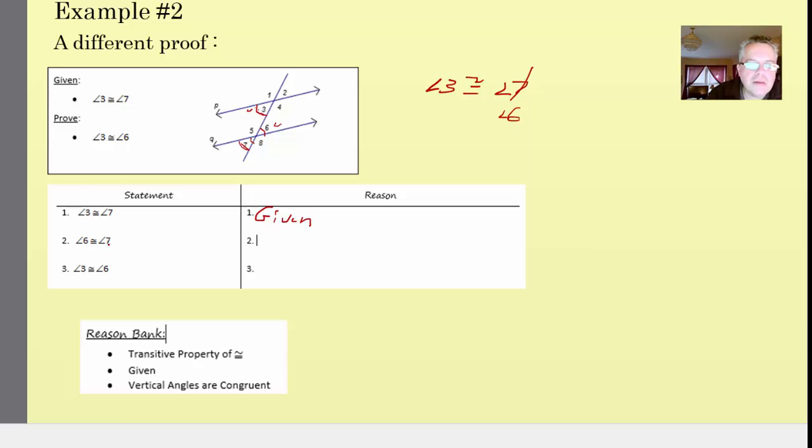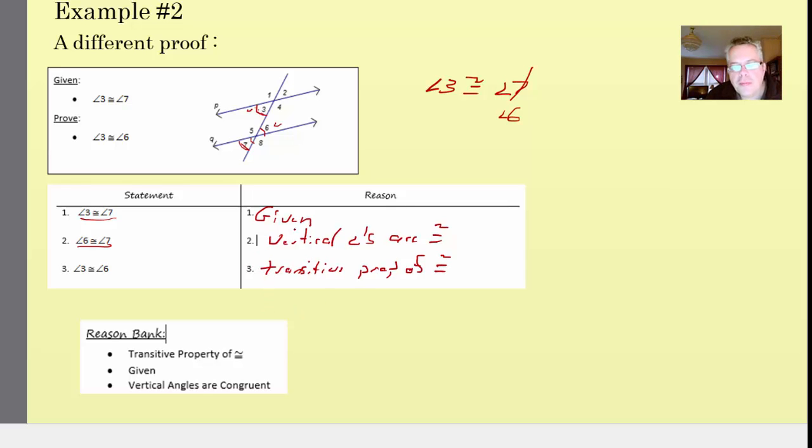Angle 6 is congruent to angle 7. That's because vertical angles are congruent. Now, 3 is congruent to 6. We've come across this in class. Look, angle 3 is congruent to 7. Angle 6 is congruent to 7. That means they're congruent to each other. So this is an example of the transitive property. And this time, not of equality, but of congruence, because it's about congruences.